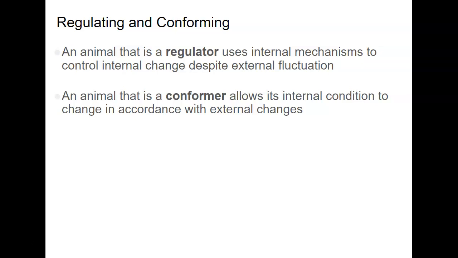Another example of a different kind of organism is called a conformer. And this is where the internal condition actually does change with external conditions. And we'll see some organisms that do that, but they don't have those internal regulations that maintain a specific temperature or a specific pH level or a specific oxygen level. There are many different things that need to be regulated within the body.